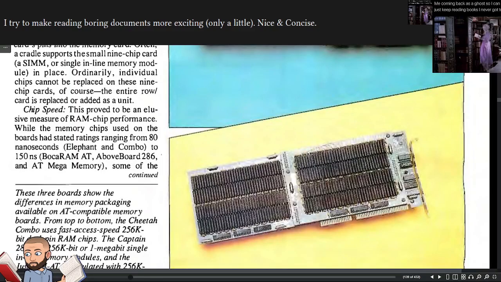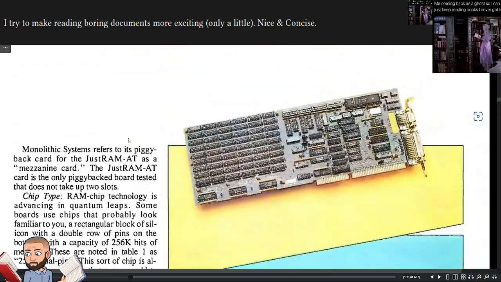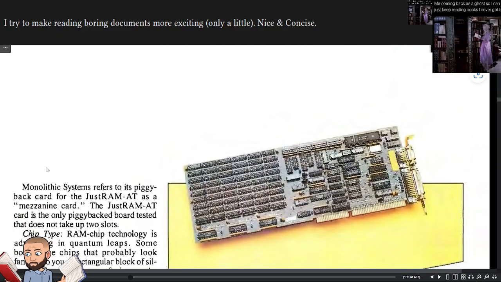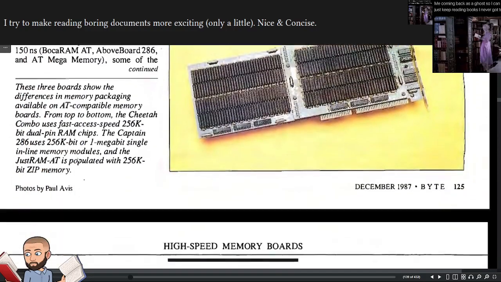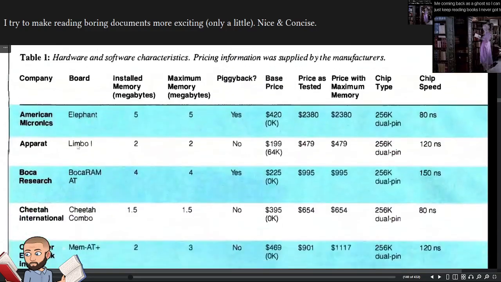Now's a good time to take a break just to look at the pictures that they've been presenting while I read that section. The resolution isn't the greatest, but at least you get a good look.